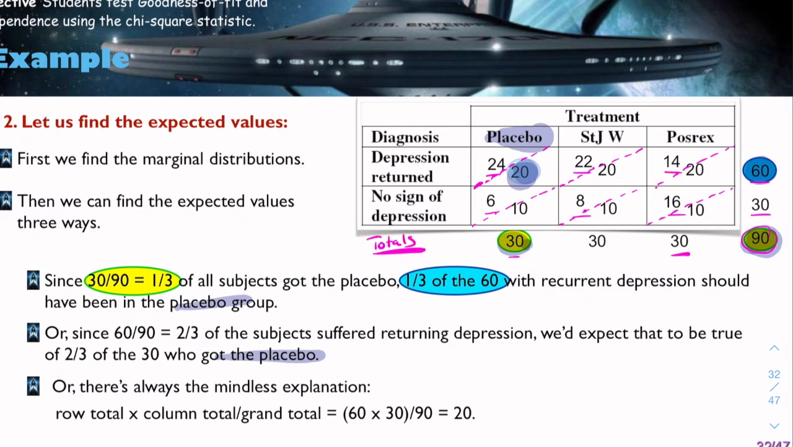Or the mindless way that we explained before, you do row total 60 times column total 30 divided by the grand total 90, and that gives us 20. And if you notice that the column totals are the same for each, so we would have 20, 20, 20 for our expected values for depression returned, and we have 10, 10, and 10 because that's 30 out of 90 or 1/3 for each of those groups.